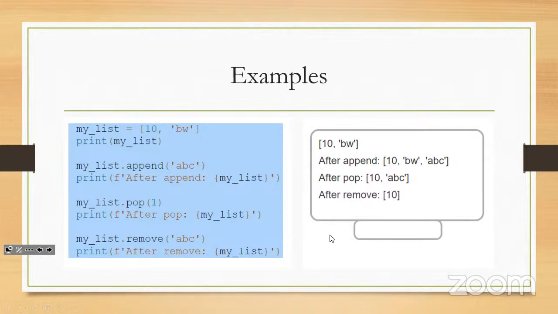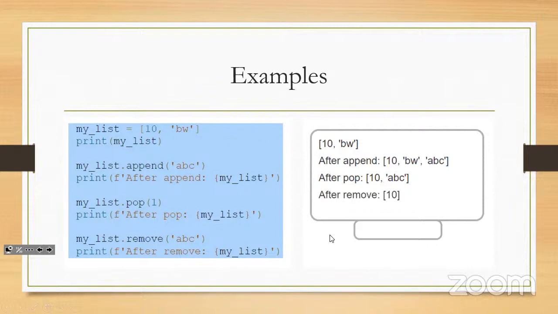Now pop takes a number. Why does pop take a number? Because it will let you select which element you're removing. So in this case, pop wants to take the element 1. So that means it's going to get the BW because 10 is at 0, BW is at 1, and ABC is at 2.